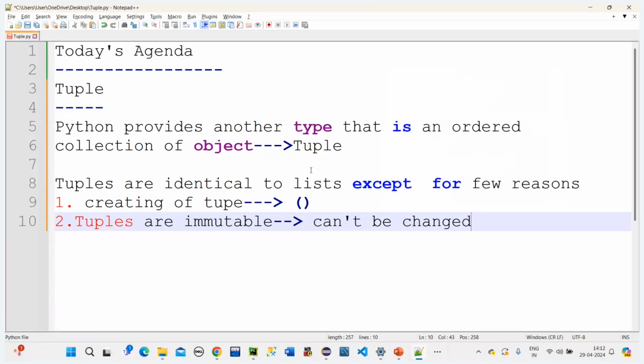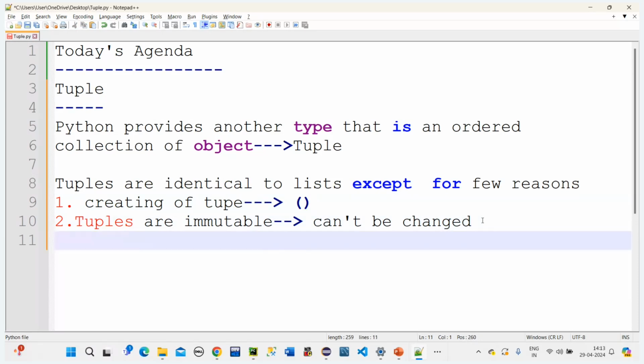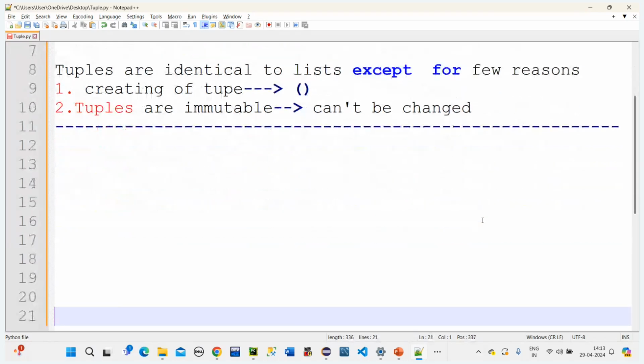Only these two are the main reasons. One is the creating of a tuple, which is created by round brackets, and the second is that tuples are immutable and can't be changed. But lists are mutable. Up to here it is very important. I hope you understood.